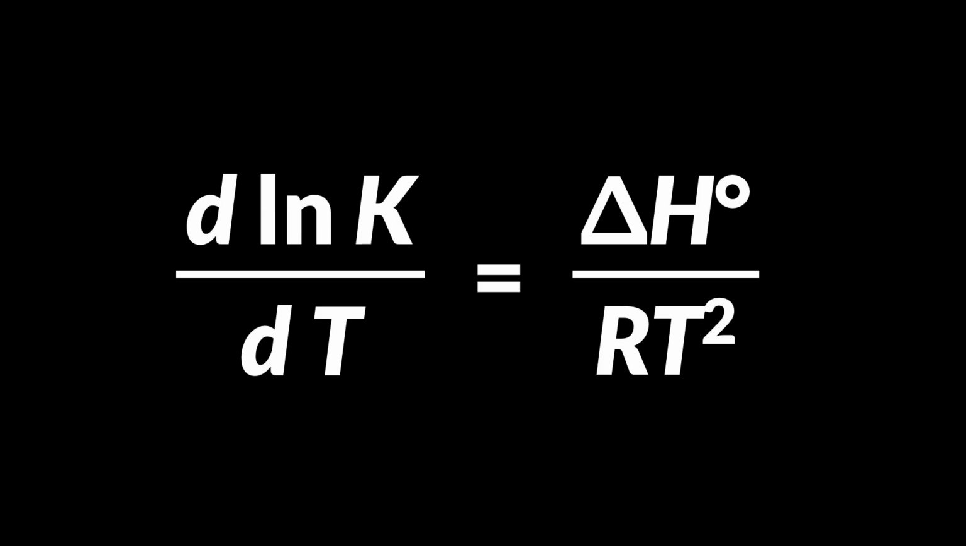So delta H is the standard enthalpy of the reaction, R is the ideal gas constant, and T is the temperature of the system. And by analyzing this equation, we can find out how delta H influences how K, the equilibrium constant, will vary with temperature. Now, another way we can change the system's physical characteristics is by changing the pressure or the volume.